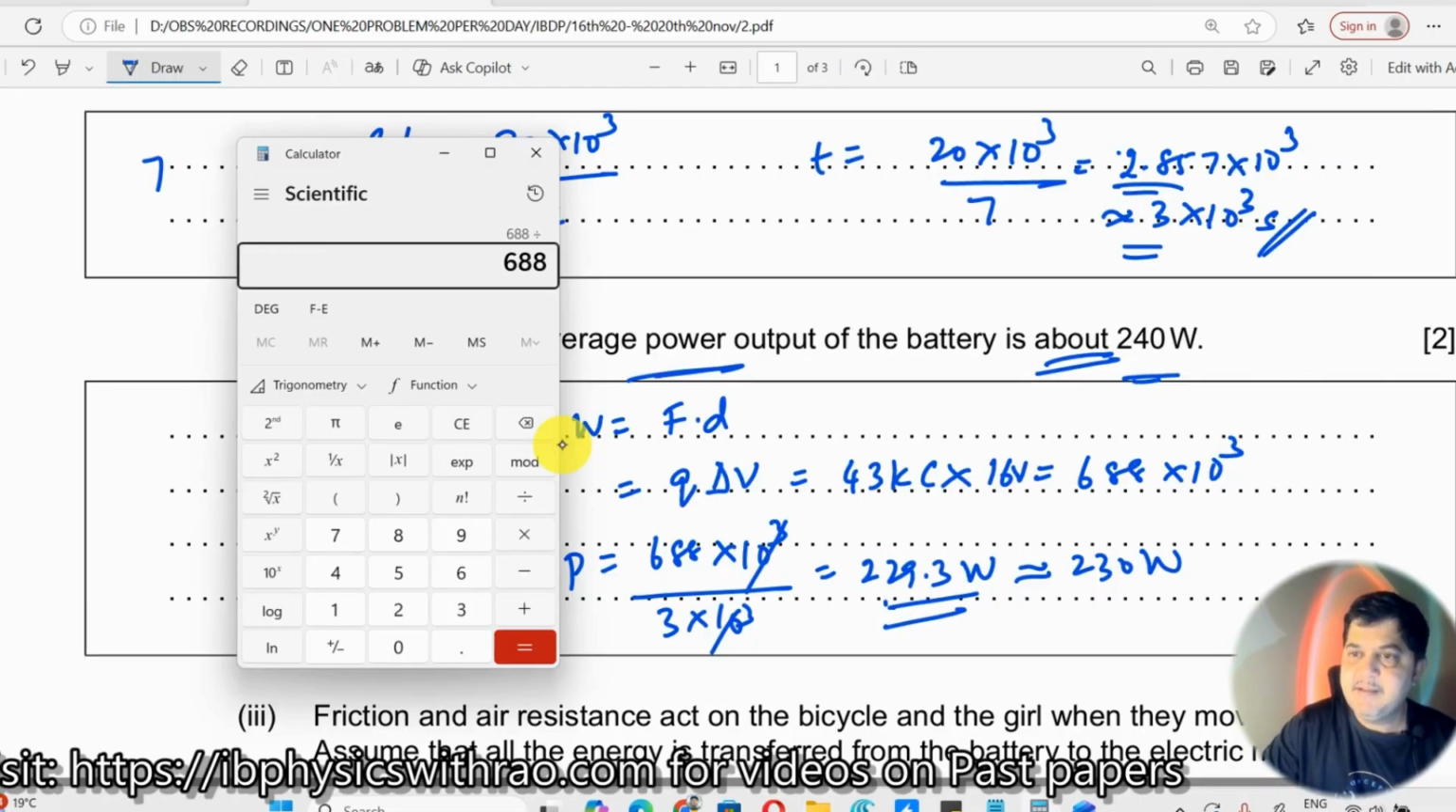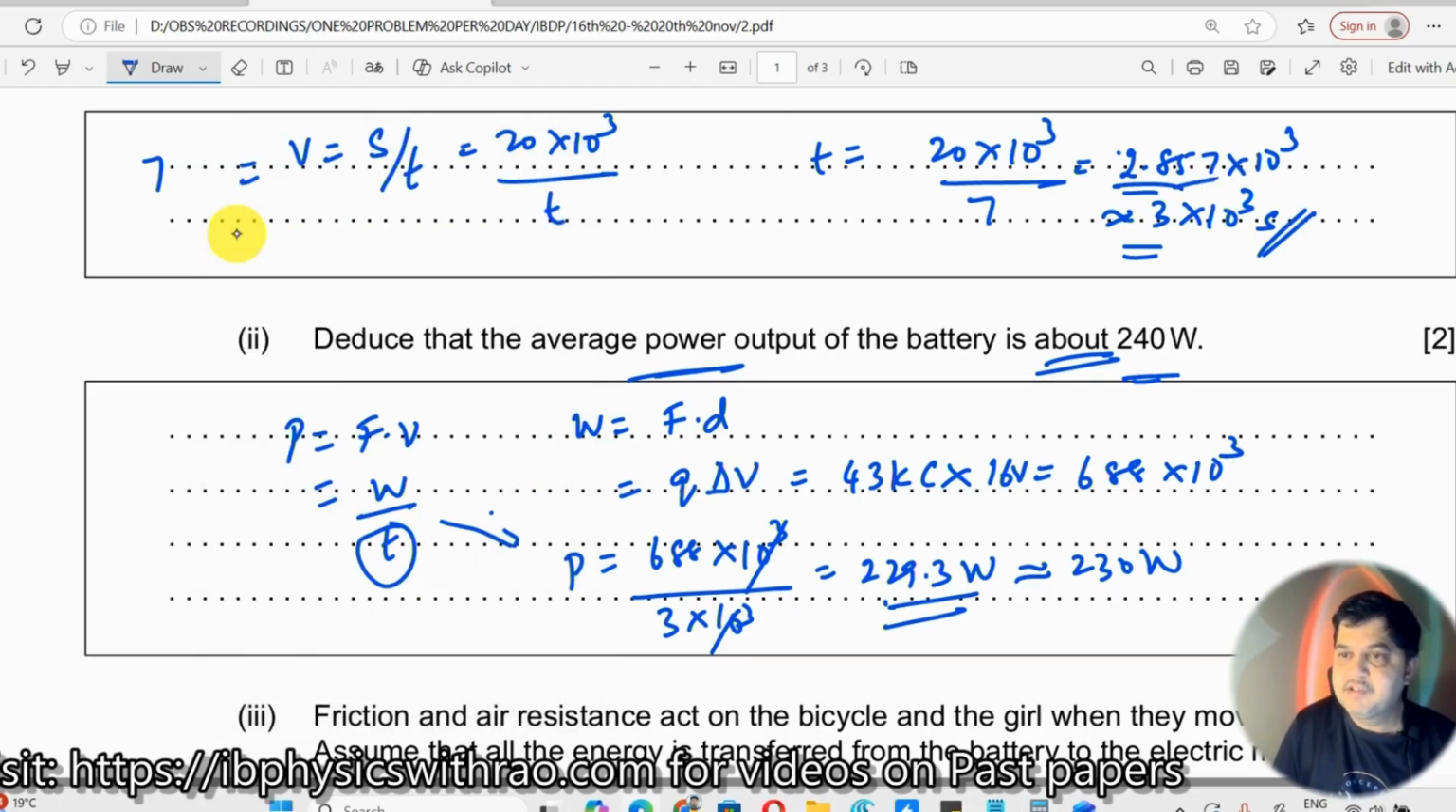688 divided by 2.857. When I do this, I get 240.81. Okay, so you remember you're going to use this value here, because 3 is an approximation of this. So when I use the value 2.857 into 10 cube, I get a value closer to 240 watts. Okay, now let us move on to the next one.